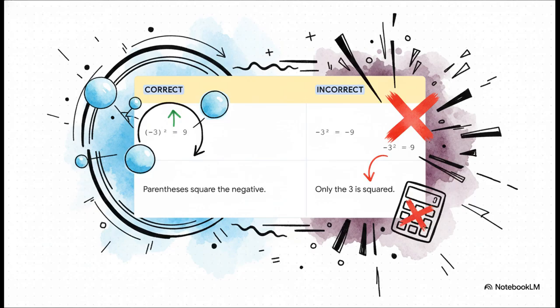When you follow the golden rule, you write parentheses -3 and parentheses squared. That tells you to square everything inside, including the negative, giving you +9. But without those parentheses, if you just type -3 squared into a calculator, it squares the 3 first to get 9, then it sticks the negative on. You get -9. A totally different and totally wrong answer. The parentheses are your shield. They protect you from this error.